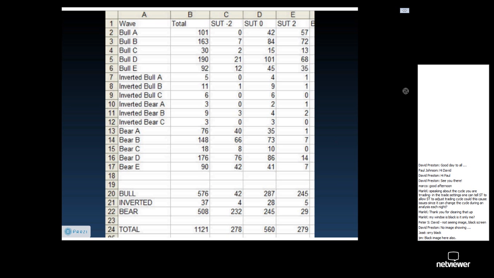So the first section has to do with the number of patterns that have been found in the total analysis. Now, here are the 5 bull patterns, A, B, C, D, and E. Here are the 6 inverted patterns, 3 bulls and 3 bears, and here are the 5 bear patterns. All that Sentient Trader has done is count how many of those patterns have occurred in the market. That is under the total column. You can see there were 101 bull A patterns, 163 bull B patterns, and only 30 bull C patterns.